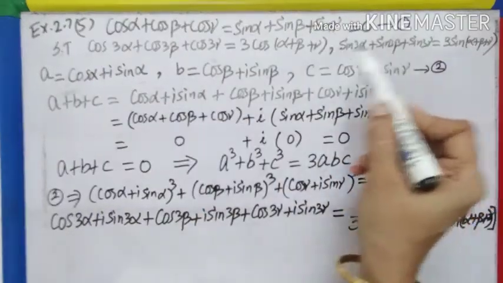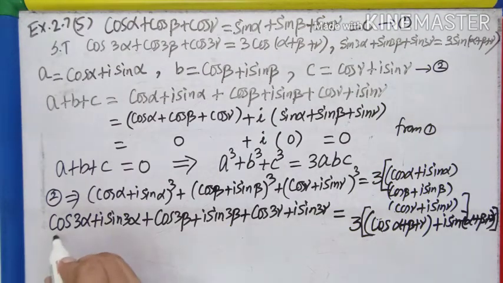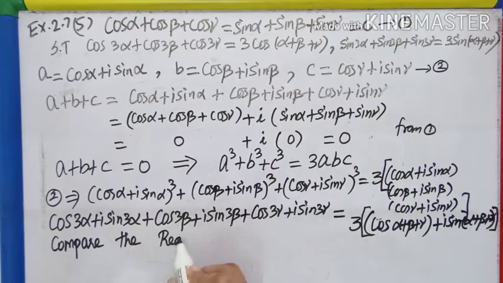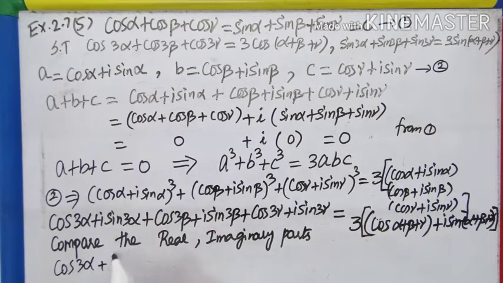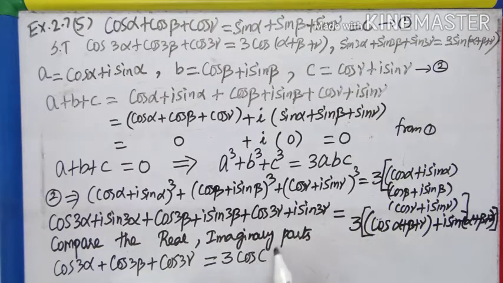Now to bring about the expected result, let us compare the real and imaginary parts. What do you mean by real? All that is without i. So cos 3 alpha plus cos 3 beta plus cos 3 gamma equals, on the right hand side I have 3 cos alpha plus beta plus gamma. So I have compared the real.